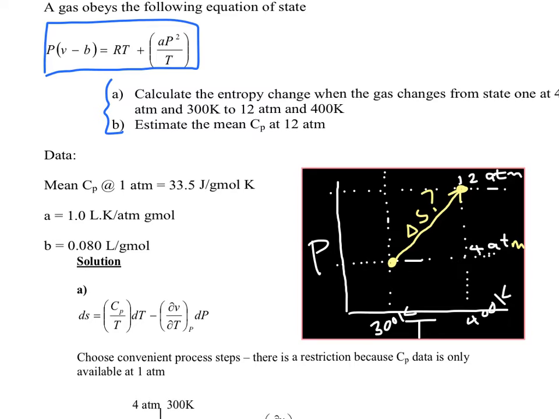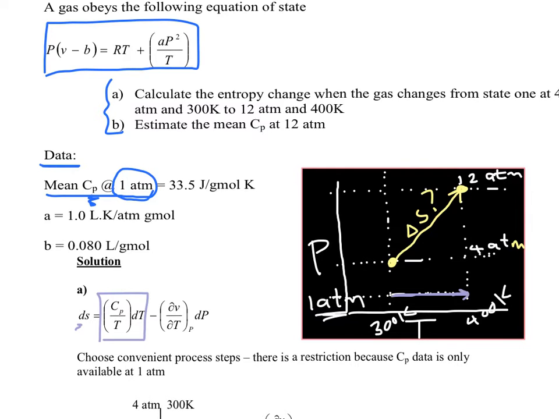However, the true nature of the problem is revealed if we consider the information that we have about this gas in terms of its physical properties. We know its mean Cp value at 1 atmosphere. So Cp refers to a change in temperature under constant pressure conditions. So there's a restriction in the path that we can actually follow. In other words, we can only evaluate the change in temperature part of this equation at a pressure of 1 atmosphere. So whatever path we design, that is where we can account for the change in temperature.